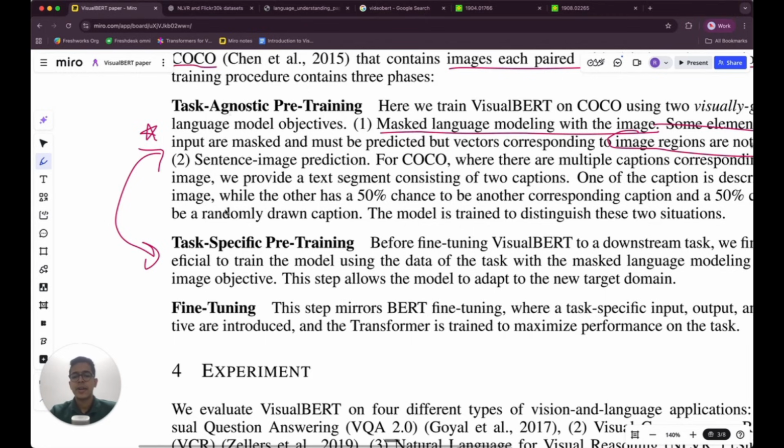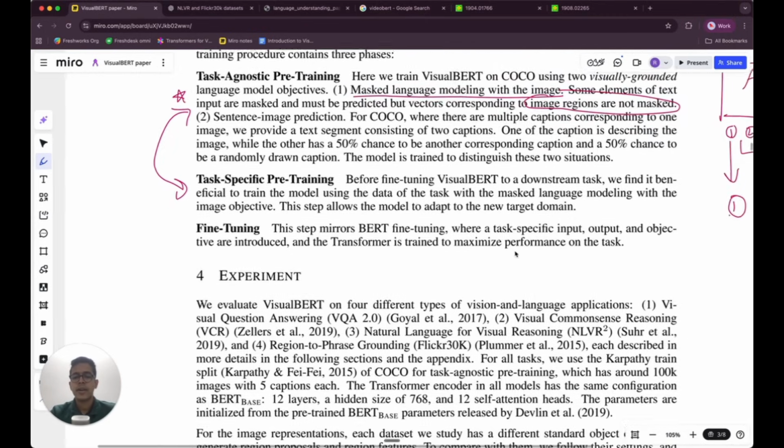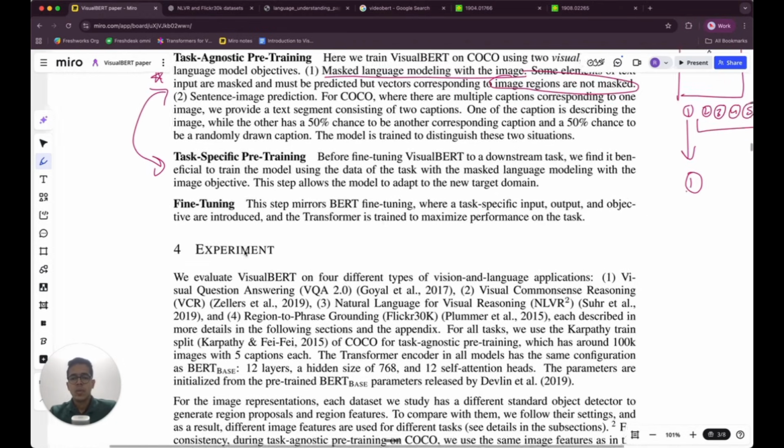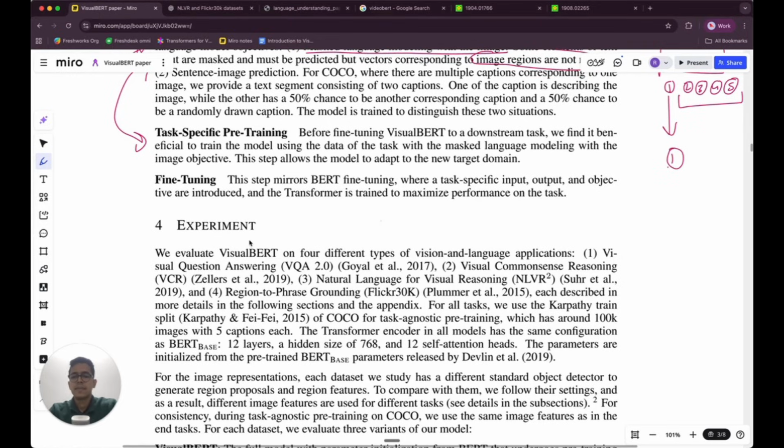And then the last thing is fine-tuning. This step mirrors the BERT fine-tuning, where a task-specific input, output, and objectives are introduced, and the transformer is trained to maximize performance on the task. Okay, very good. Now we can move to the next section.